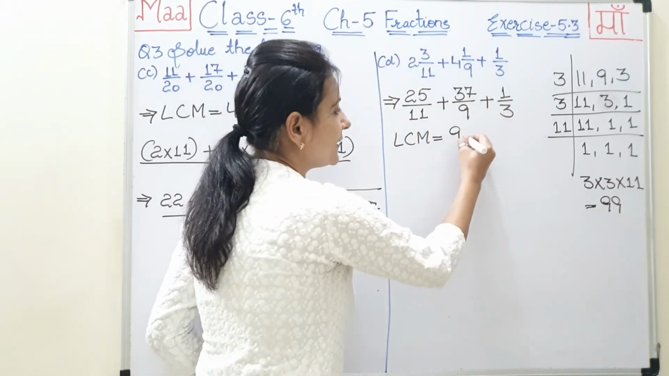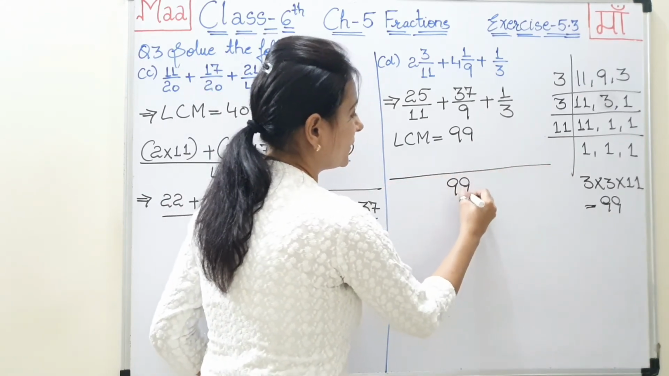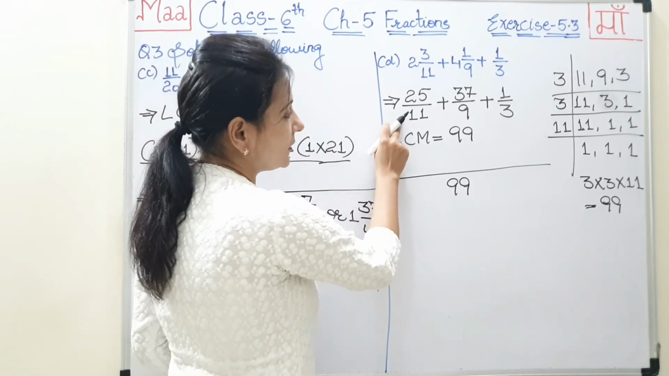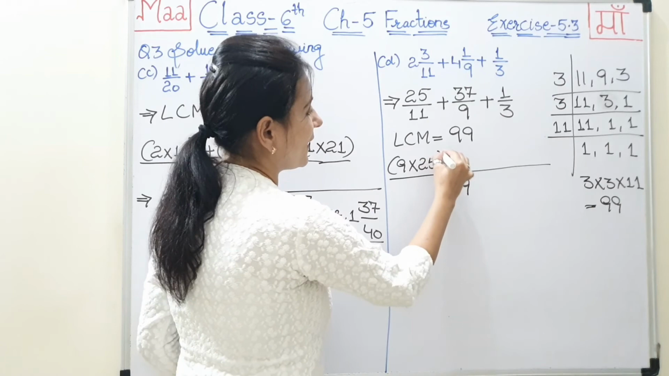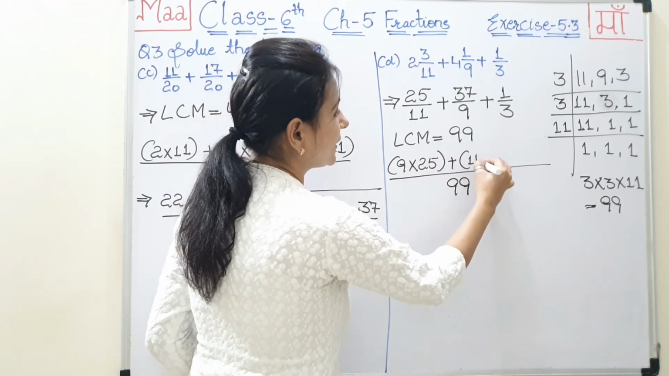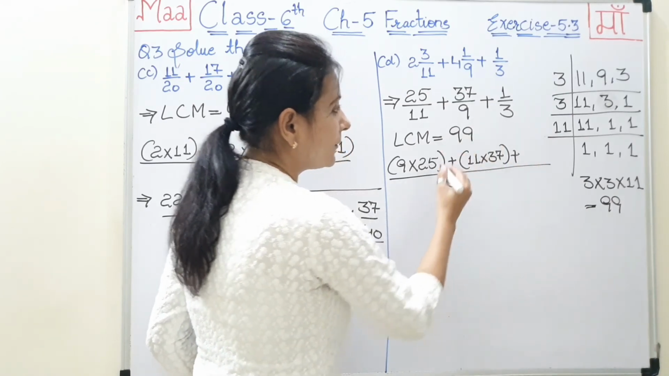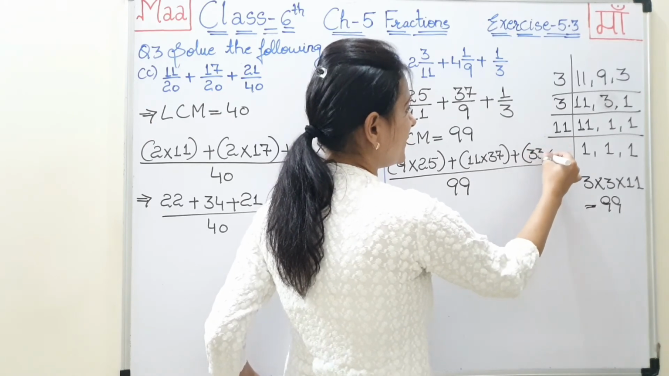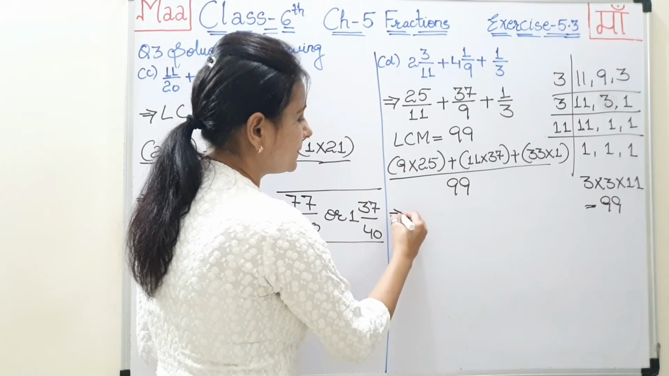Now we will write here the LCM. Now draw one horizontal line, write down denominator as 99. Now open the bracket. Table of 11, 99 comes 9 times, 9 multiplied by 25. Then table of 9, 99 comes 11 times, so multiply it by 37. Then table of 3, 99 comes 33 times, multiply by 1, numerator 1.